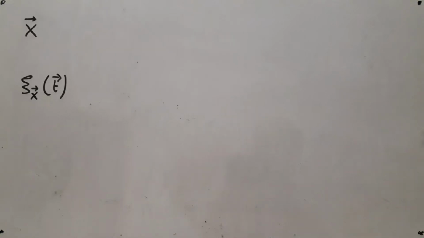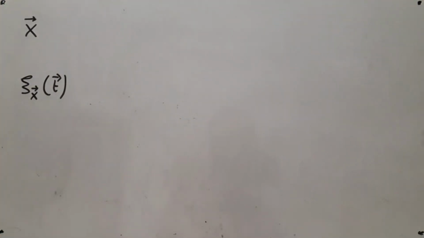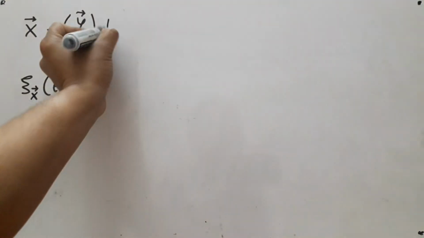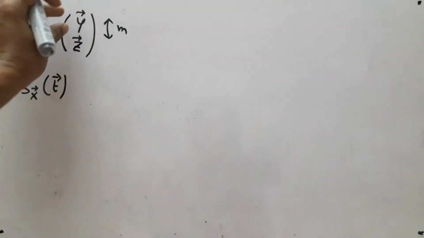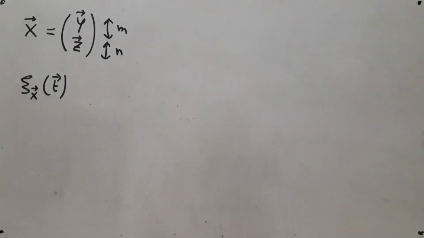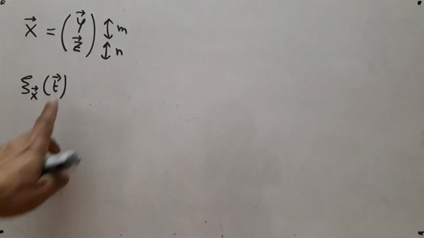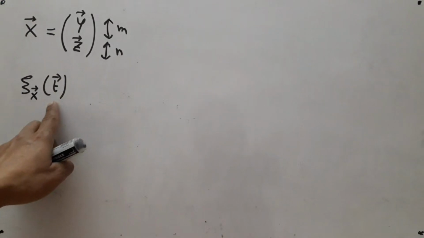Suppose that we have one random vector x with multivariate characteristic function given by xi x of t. Whatever is the length of x is the same as the length of the t vector. Now imagine that this x is partitioned into two parts, y and z. Say the first m components are in y and the next n components are in z. So totally there were m plus n components in x, and the same number of components in t, m plus n.